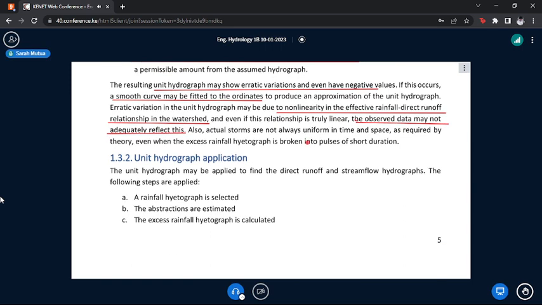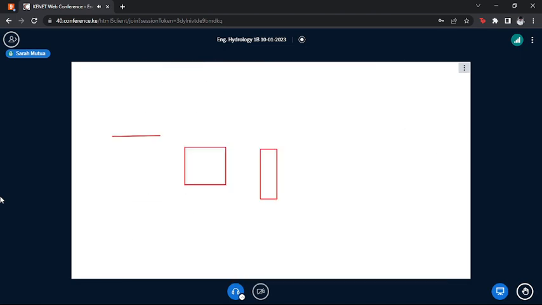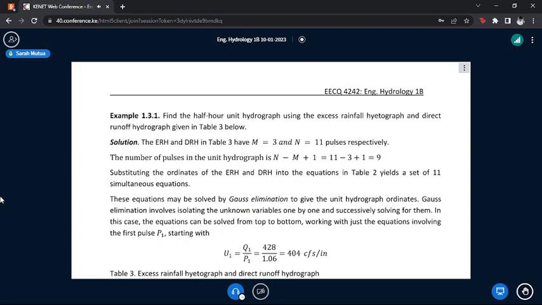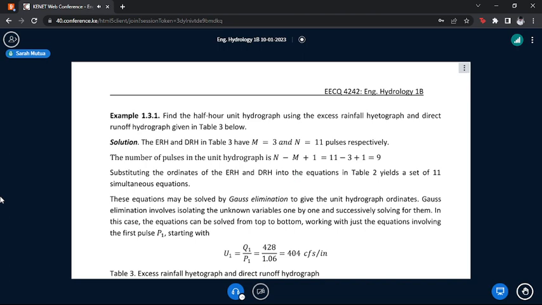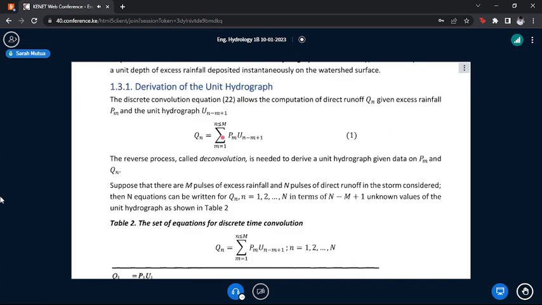So now we go to the unit hydrograph application. And then we see how we are supposed to calculate the discharge. So now, if you have this equation, and let me go back to it. No, it's not here. If you have this equation, and you have already calculated a unit hydrograph, it's fully solved, and on the other hand, you have the rainfall pulses. How do you calculate Q?